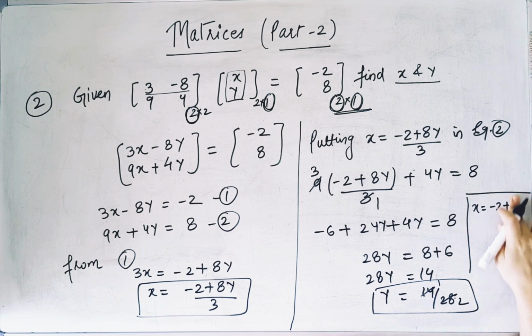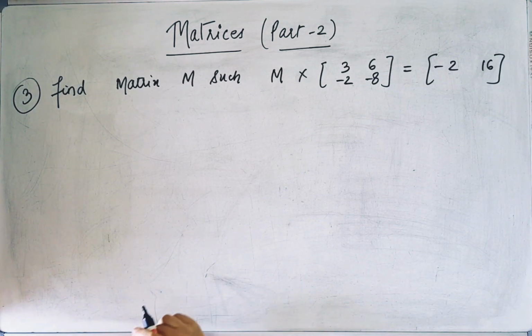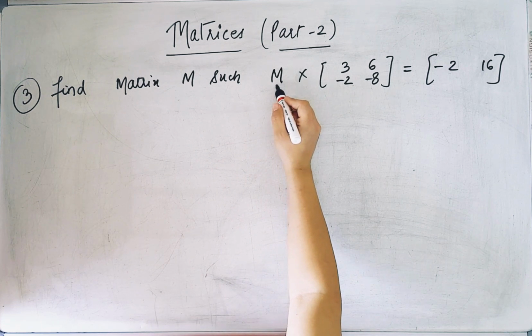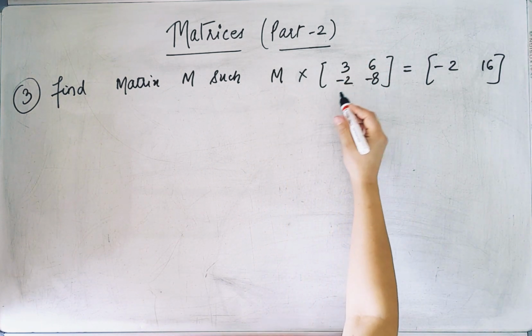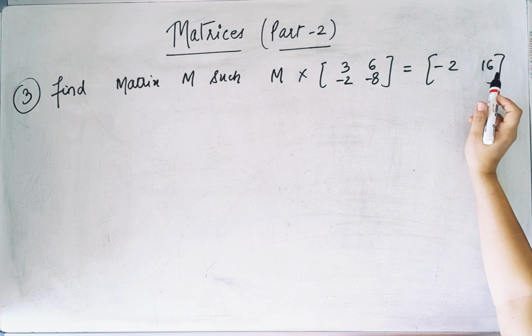8 by 2 will be what? 4 upon 3, that is 2 by 3. So this is how we have calculated values of x and y. So now the question is, find matrix M such that matrix M multiplied by this matrix 3, 6, minus 2, minus 8 equals minus 2 and 16.